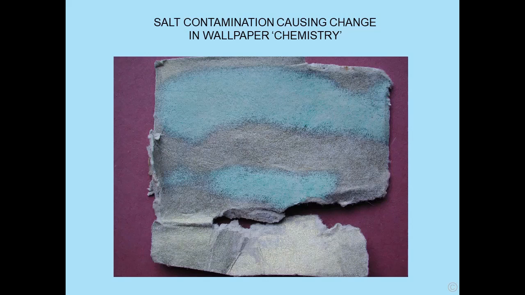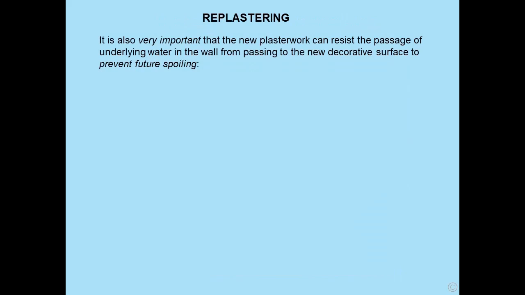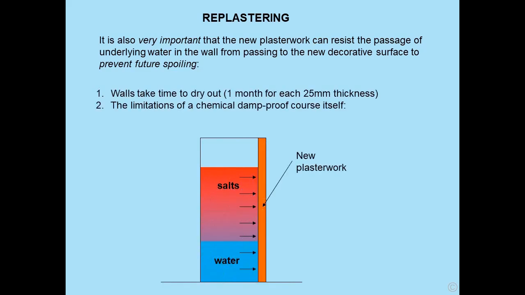And this wallpaper was put on contaminated plasterwork. And the chap was not very pleased when his expensive gold wallpaper turned blue due to the salts in the underlying contaminated material. It's very important that the plasterwork can resist the passage of any underlying moisture in the wall from passing to the decorative surface. This is to prevent future spoiling. And remember in this fact, when a salt becomes deliquescent, it becomes liquid and it can move as well.